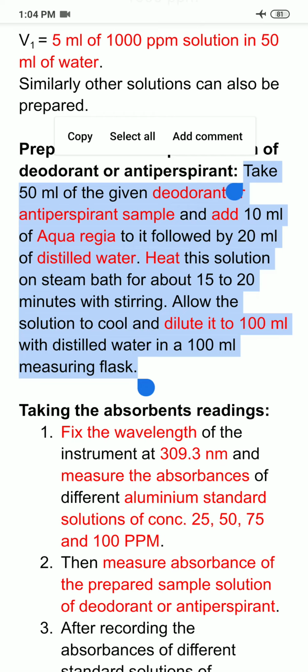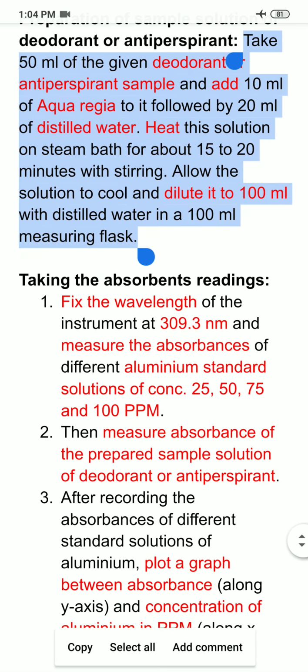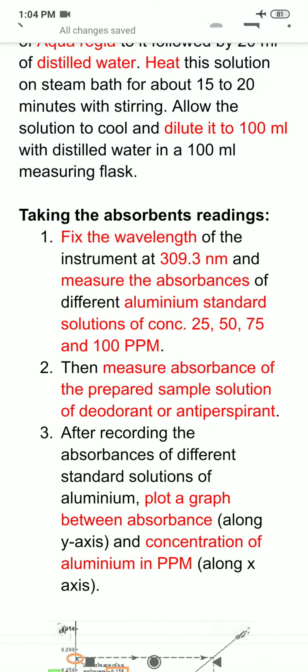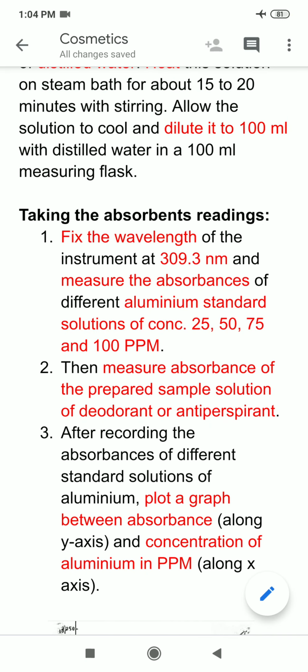So what do we have? We have standard solutions of aluminium of different concentrations, in sequence 25 ppm, 50 ppm, 75 ppm and 100 ppm. And we have a solution of deodorant or antiperspirant in which we want to determine the aluminium content. Then after that we need to measure their absorbance.